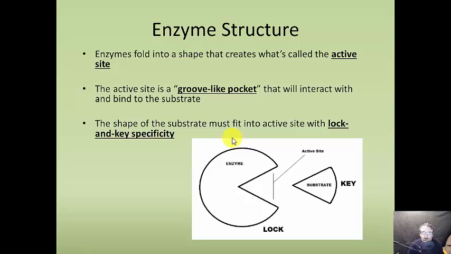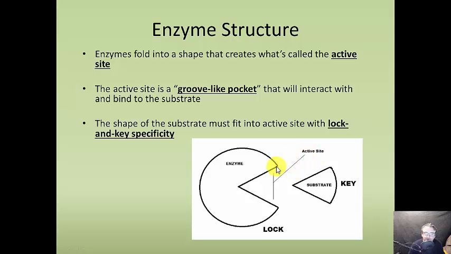Now, the way an enzyme and a substrate interact goes back to what we said in previous discussions, where we talked about lock and key specificity. Lock and key specificity applies in this case where the enzyme acts like the lock and the substrate acts like the key. The enzyme has a shape that facilitates the binding of the substrate to this particular location. And this location is called the active site.